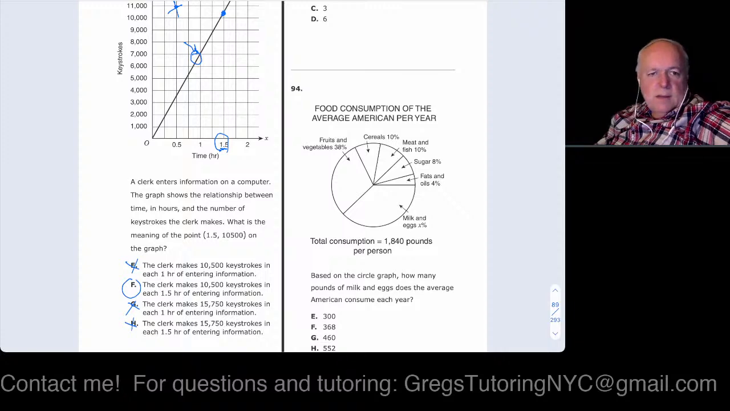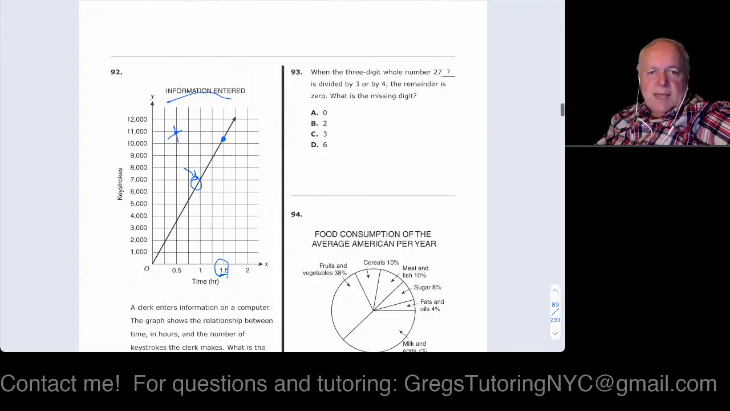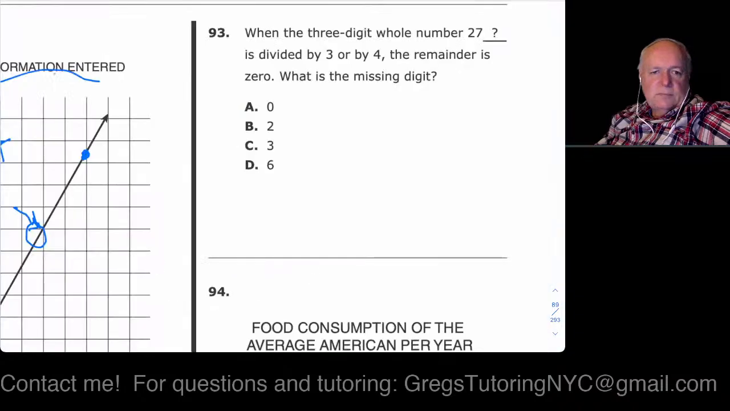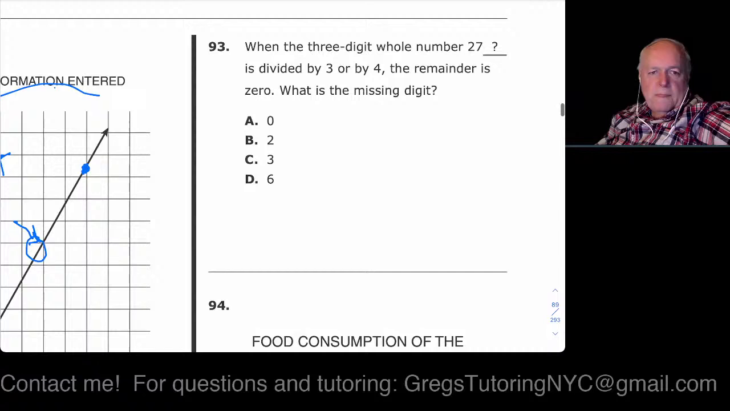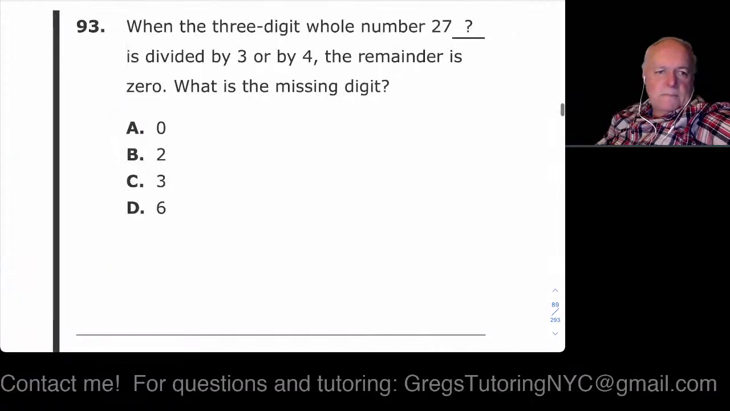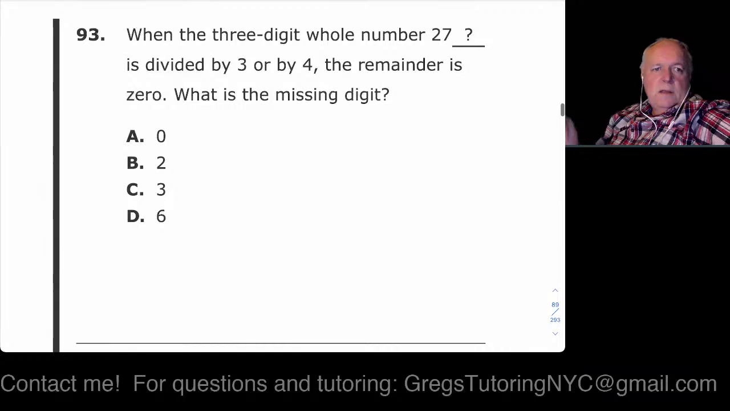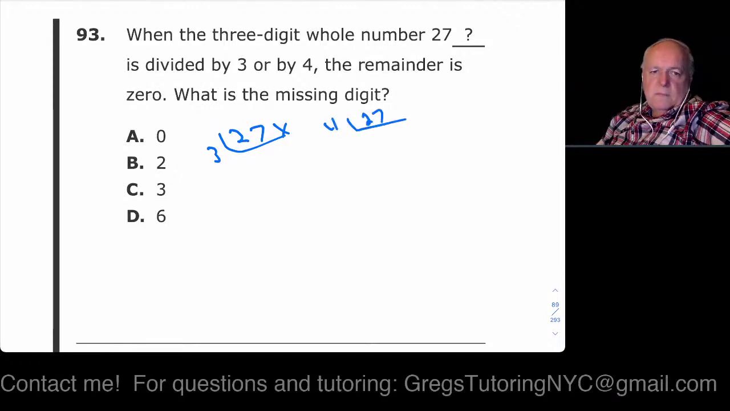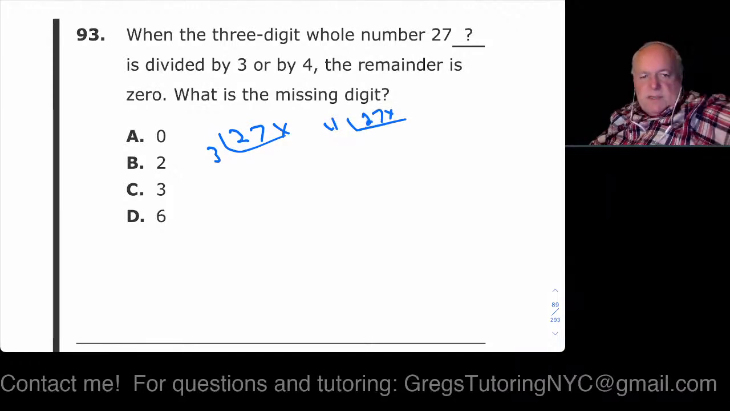Let's see what else we got here. Let me pop this up because I cannot read this anymore. So when the 3-digit whole number 27, something, I'm going to put X here instead of the question mark, is divided by 3, or that 27X is divided by 4, the remainder is 0. What is the missing digit?